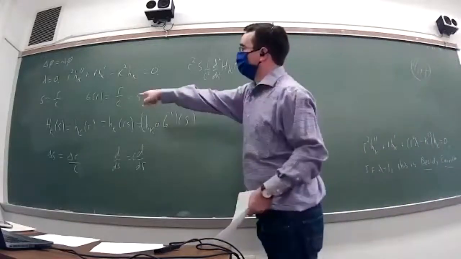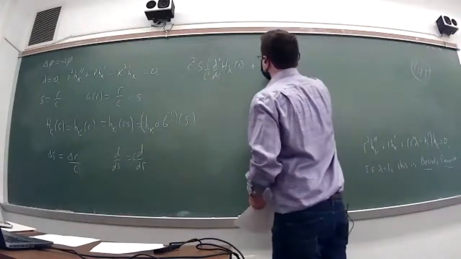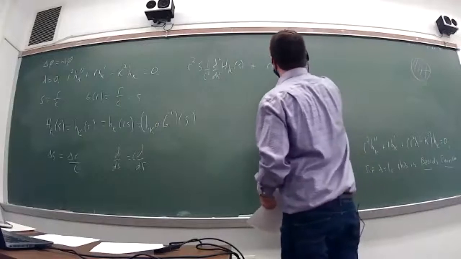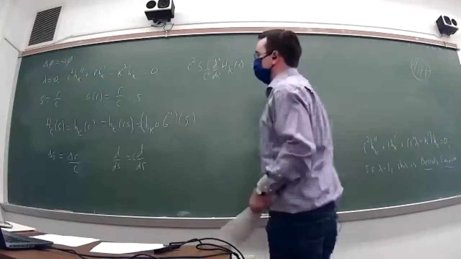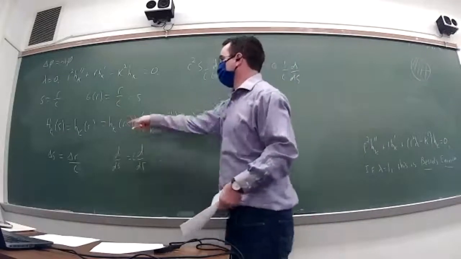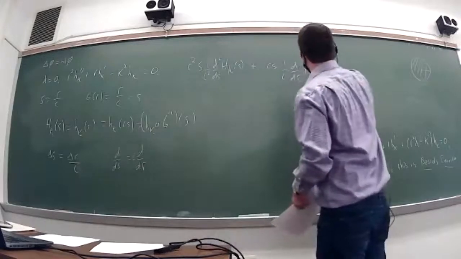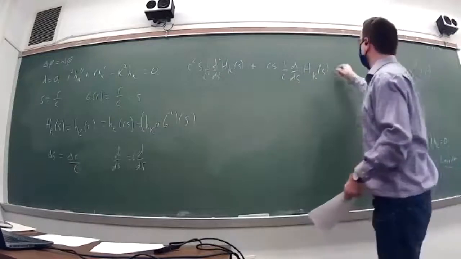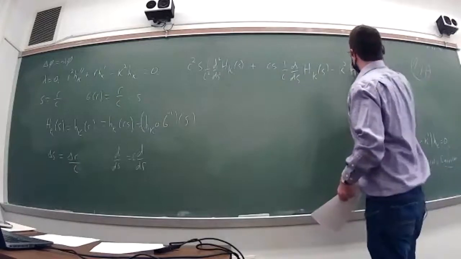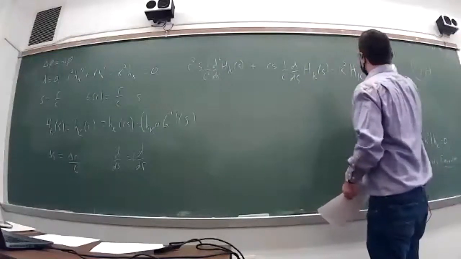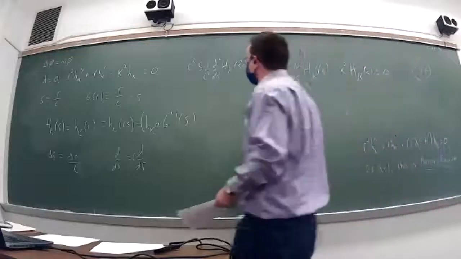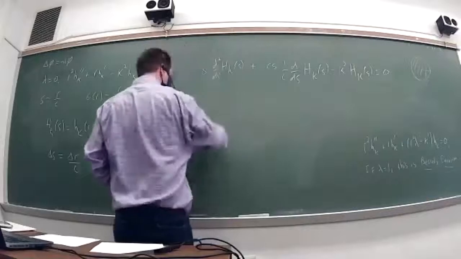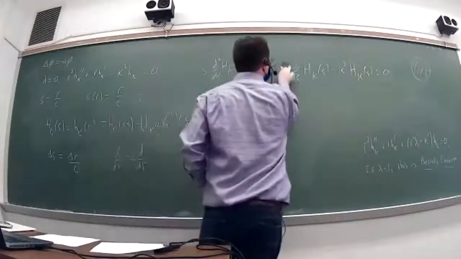And then for r equals s times c, you get cs, take the derivative with respect to r, that's 1 over c, derivative with respect to s. And then again, Hk of r is capital Hk of s. And then you're just subtracting k squared times capital Hk of s and setting that equal to 0. And so do these cancellations. And do this cancellation.